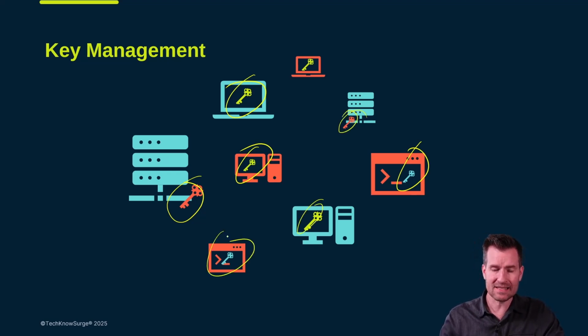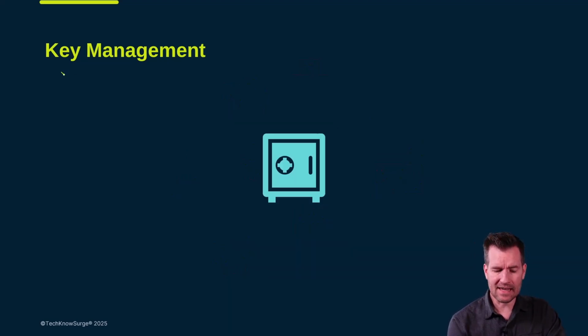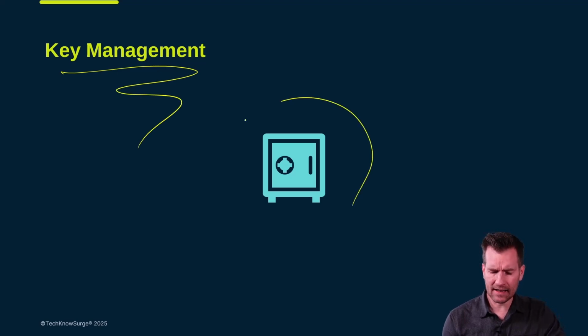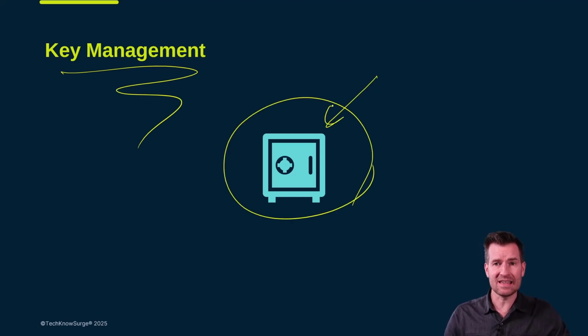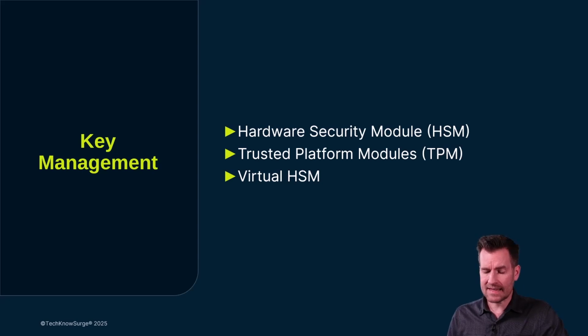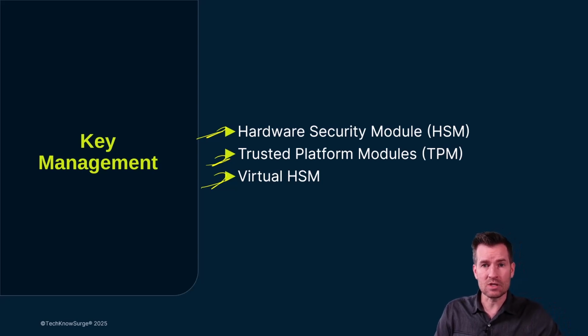So how do we keep these keys safe? There are different key management systems out there that allow us to manage these keys. Here's just a few of the examples of it. We could use a hardware security module, or HSM, or trusted platform module, which is TPM. There are also virtual HSMs. So there are different mechanisms that we can use to keep these keys safe and manage these keys.